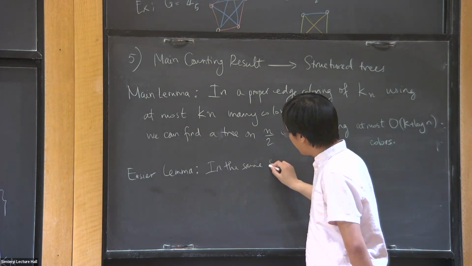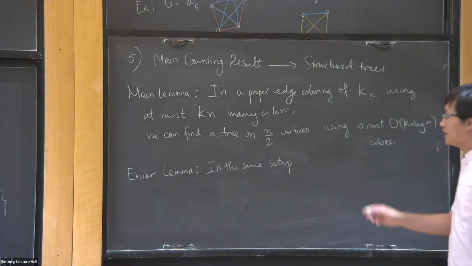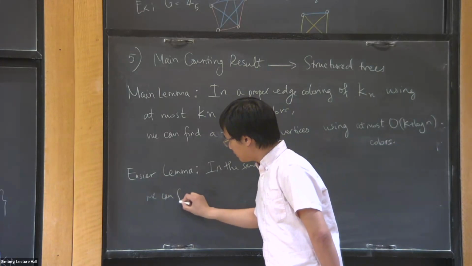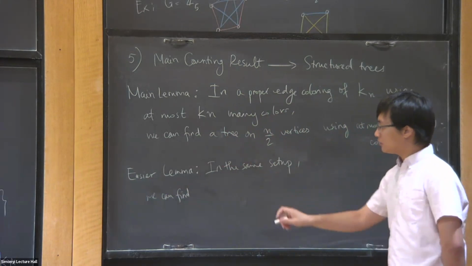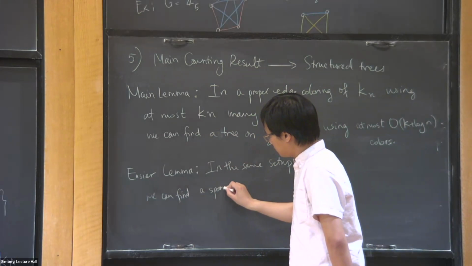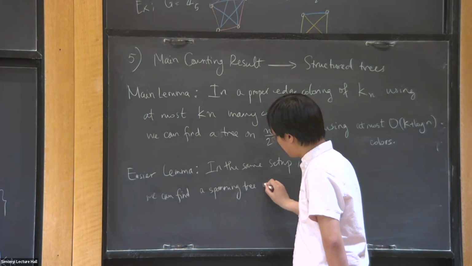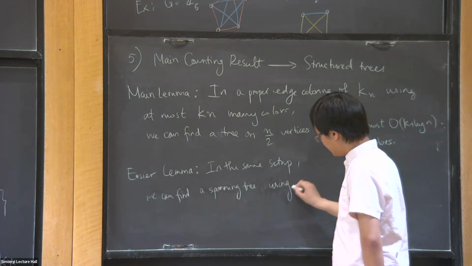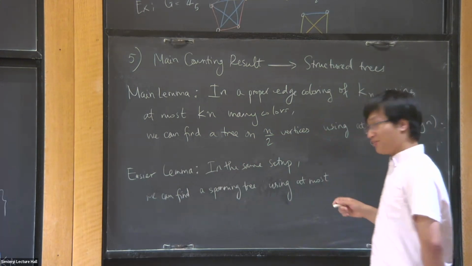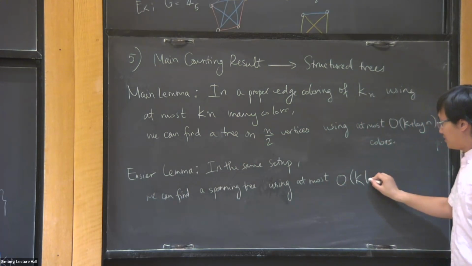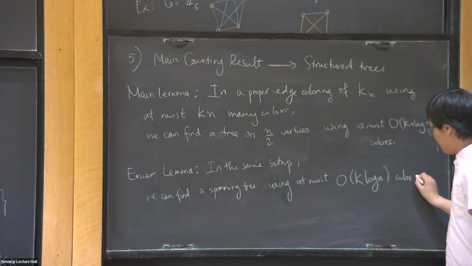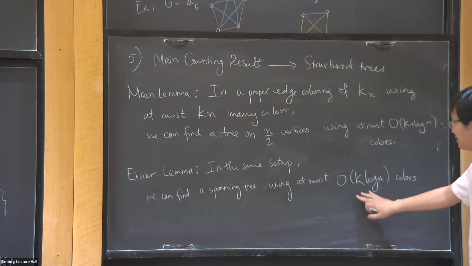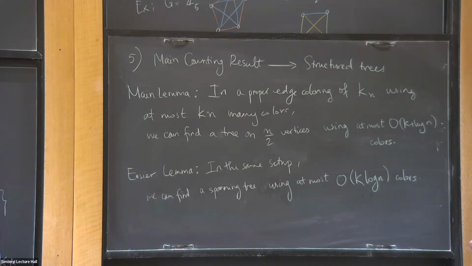We have a proper edge coloring of K_n using at most k times n many colors. And what we can find now is not just a tree on n over 2 vertices, but a spanning tree on n vertices, and now it uses at most not k plus log n, but k times log n many colors. Okay, and we'll see in a bit why this is k times log n and what's the intuition for reducing it to k plus log n.